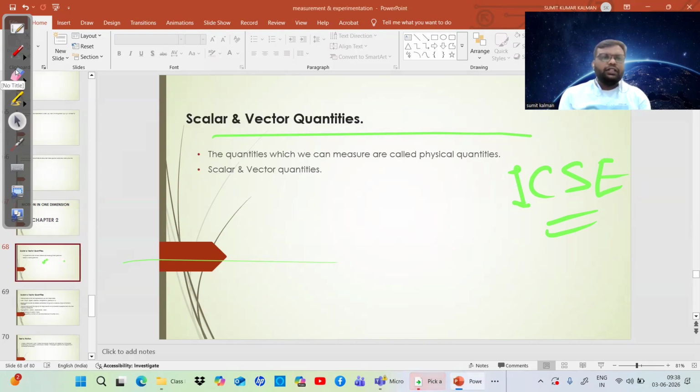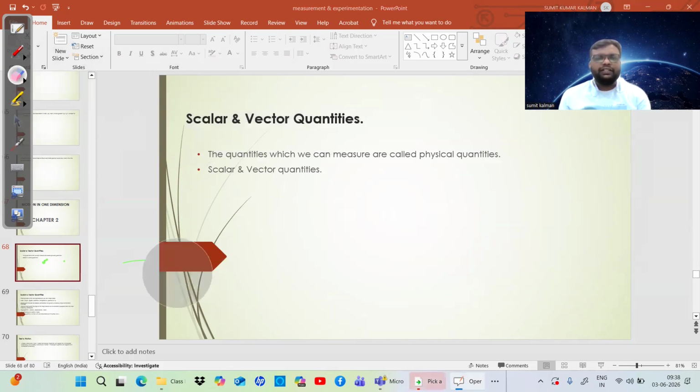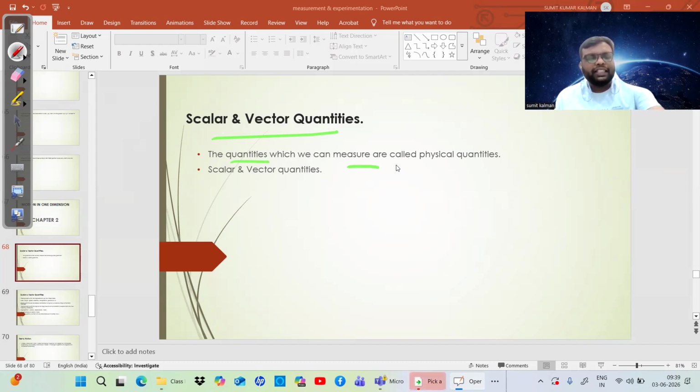So now, students, the first topic is scalar and vector quantities. I think you might have studied in your class 8th and 7th what scalar and vector quantities are. Before starting, first we will see what physical quantities are. The quantities which we can measure are called physical quantities.